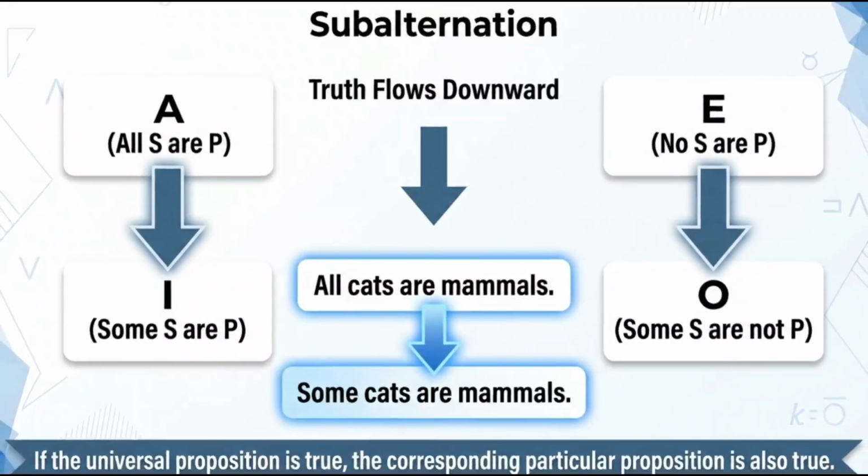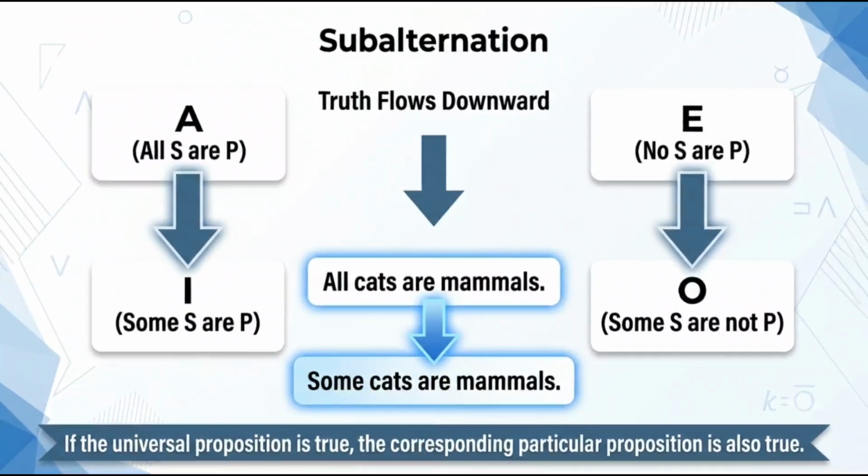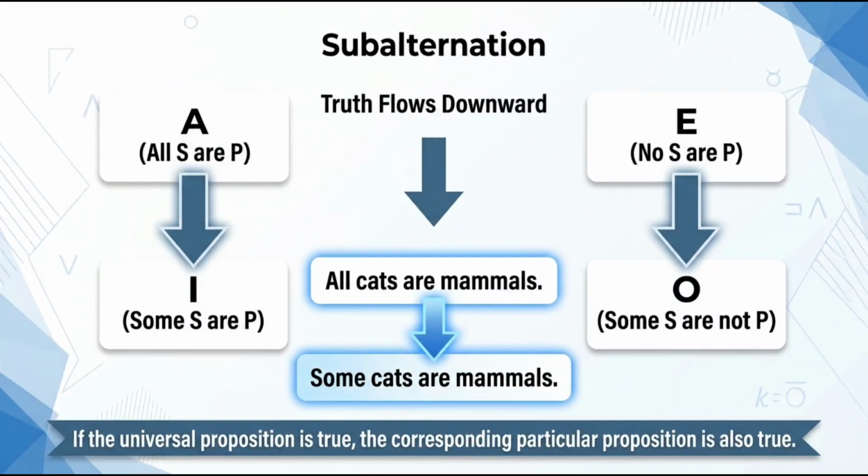Subalternation connects universal and particular propositions. If a universal proposition is true, the corresponding particular proposition is also true. For example, if all cats are mammals, then some cats are mammals. Truth follows downward from universal to particular.